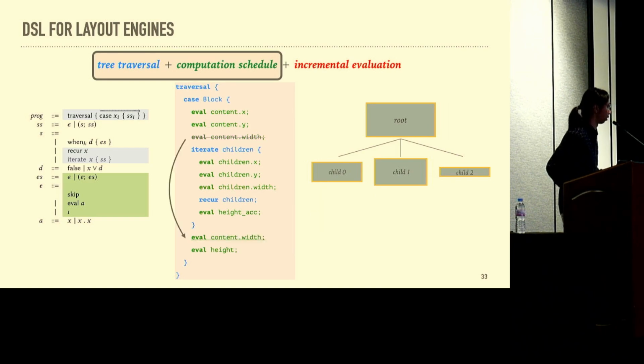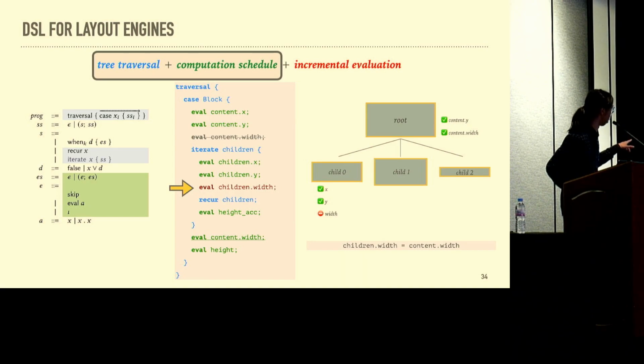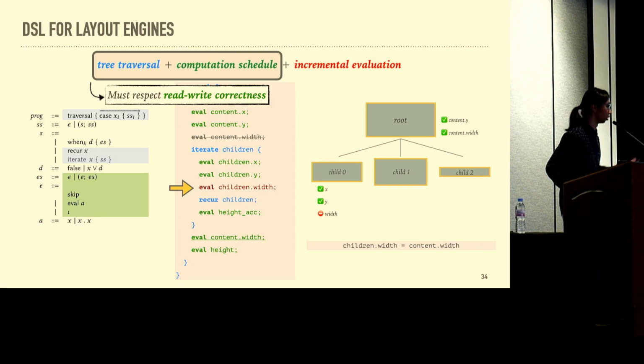However, notice that not all layout programs are correct. For instance, if we move the evaluation of this content.width attribute to the very end of the program, then we're going to run into some problem. The reason is because the attribute children.width has this computation rule. So it depends on the value of content.width. The value of content.width is not computed until all of the children have been recursively traversed. So layout programs have to respect a notion of read-write correctness induced by the attribute grammar, and that is one of the goals for the synthesis.